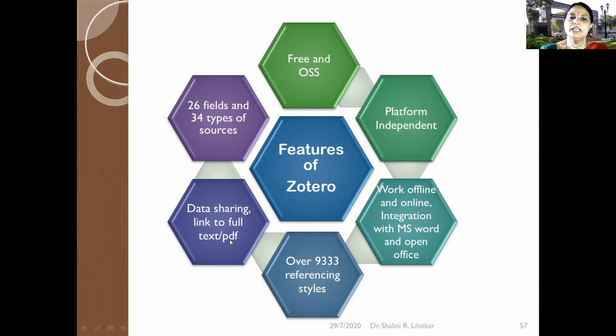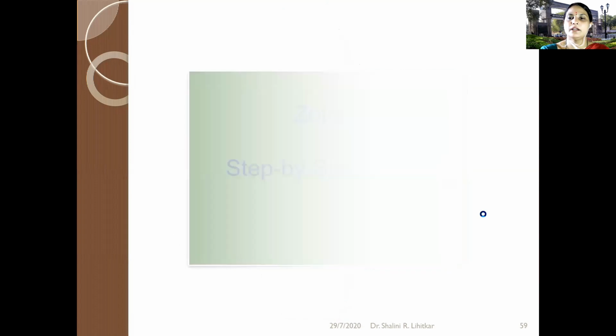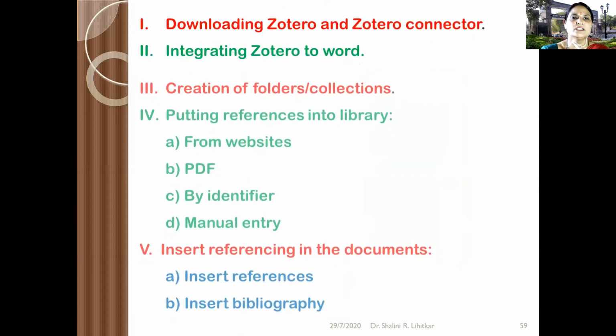and it is very easy to link to the full text or PDF. They are also providing the facility of 26 fields and 34 types of resources. So you can use this Zotero. Let us learn about how to install Zotero and the various step-by-step processes of using Zotero.